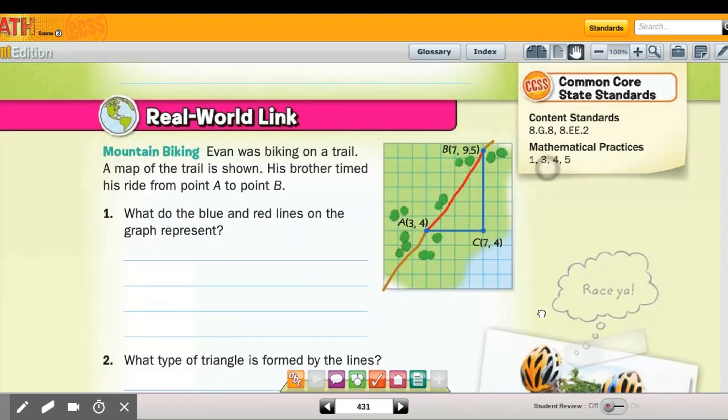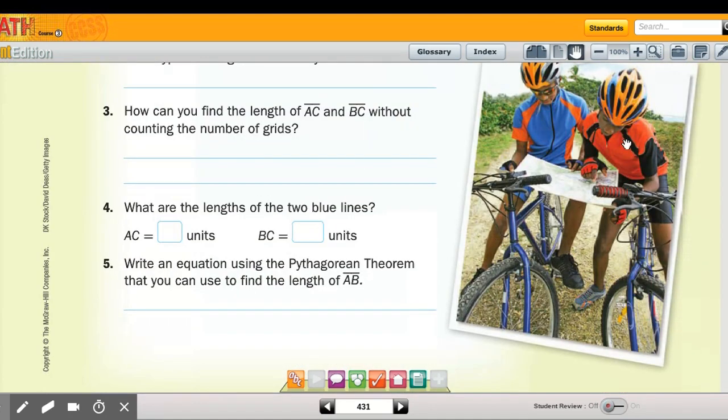if my computer will not let me move. All right. Hey, look, they're looking at a map. That's so cool.